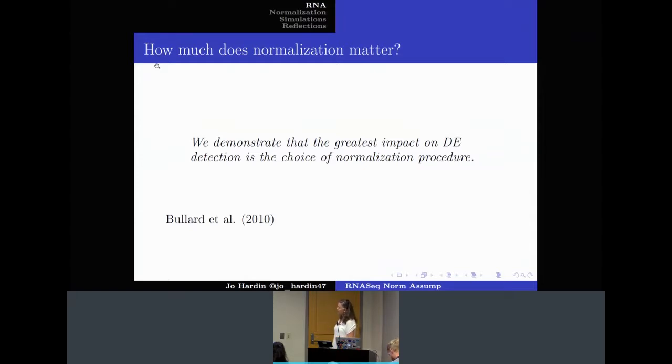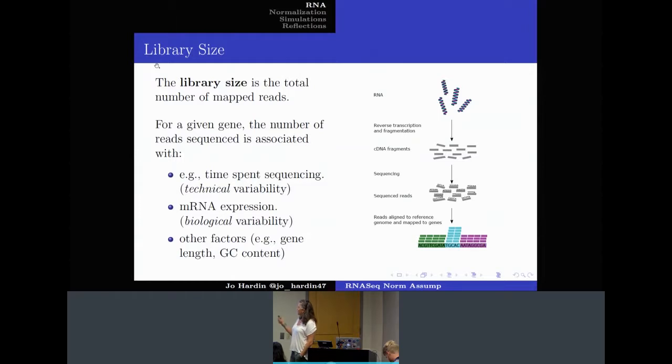So I like this quote. It's from a paper that's now about 10 years old. It says, the greatest impact on differential expression detection is the choice of normalization procedure. So these guys are not the only ones to have found that normalization really is the thing that's driving a lot of the outcome.